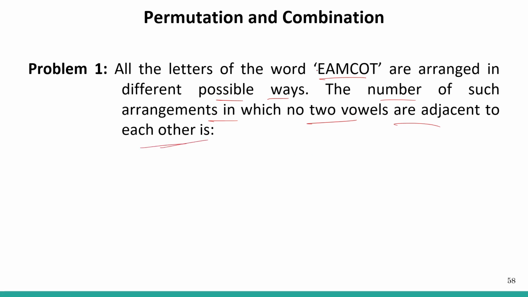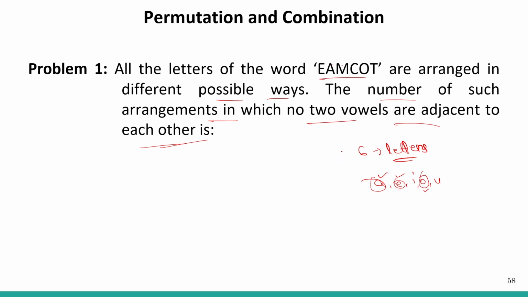Let's see how many letters are there. 1, 2, 3, 4, 5, 6. So there are 6 letters, right? What we want to know is the number of arrangements in which no two vowels are adjacent to each other. Let's see how many vowels are there. A, E, I, O, U. These are the 5 vowels, right? Among these, A is here and E is here, and I, no, it is not here. O is here, right? So only 3 vowels are there in this word.